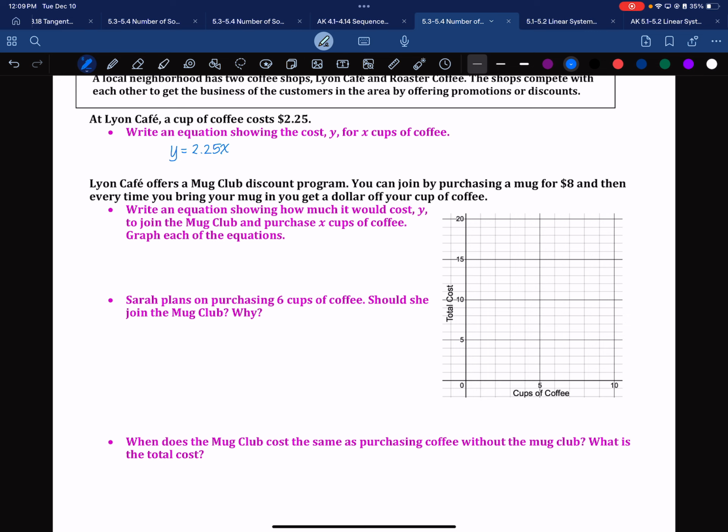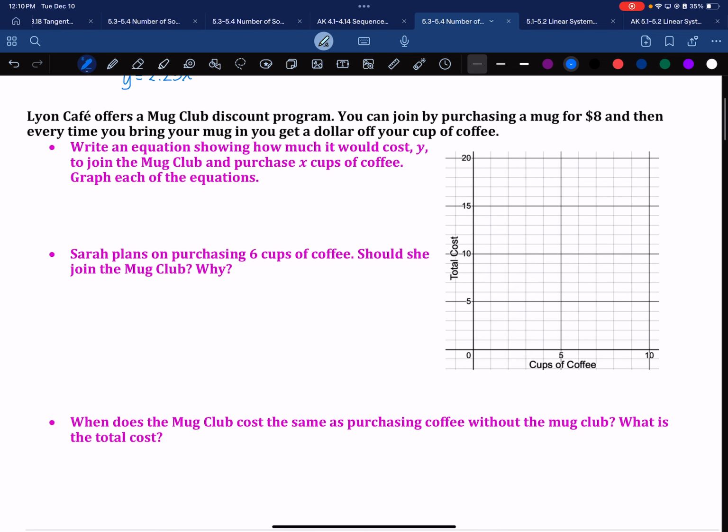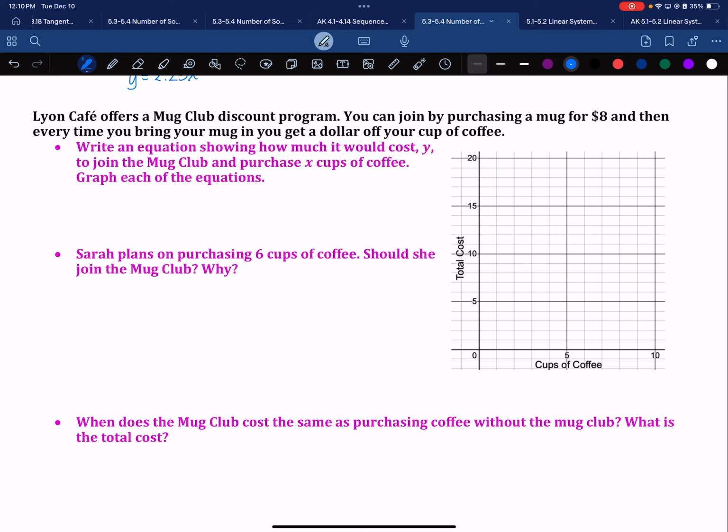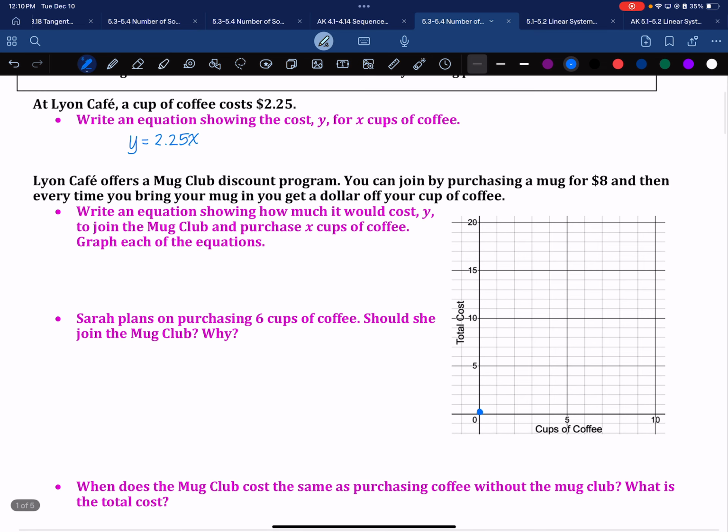Okay, so since we are dealing in the first quadrant, a y-intercept would be good, right? So for the blue one, the y-intercept, if you buy 0 cups of coffee, you're paying $0, right? Otherwise, bad business. So if you wanted to pick another point, you could just plug in an x value. Do you see what I'm saying?